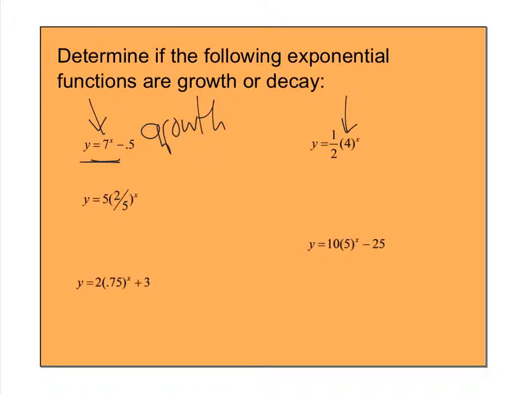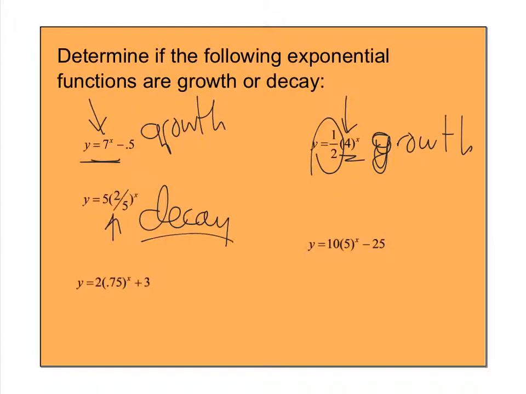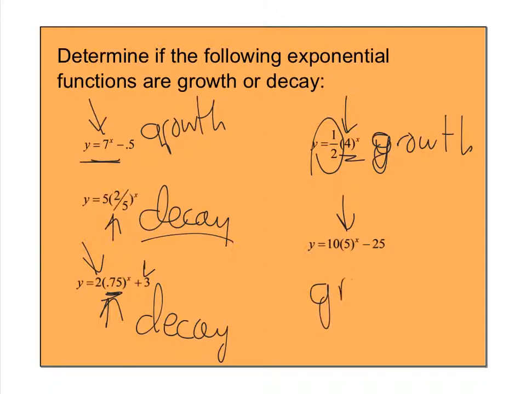Here, the 4 is being raised to the power. Don't get tripped up by this 1/2. It's the 4 that's being raised to the power. That's still going to be growth. Here, the 2/5 is being raised to the power. That's decay. The 0.75 is being raised to the power. That's decay. I don't care that there's a 2 and there's a 3 here. All I care about is what's being raised to the power. So that's 5, so that's going to be growth.